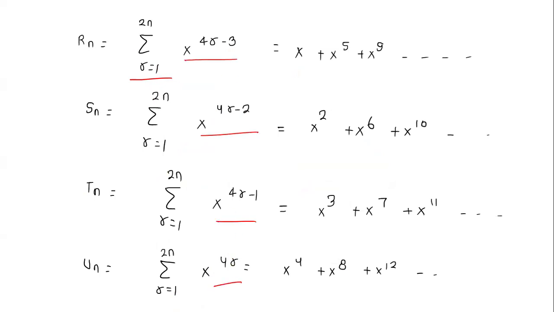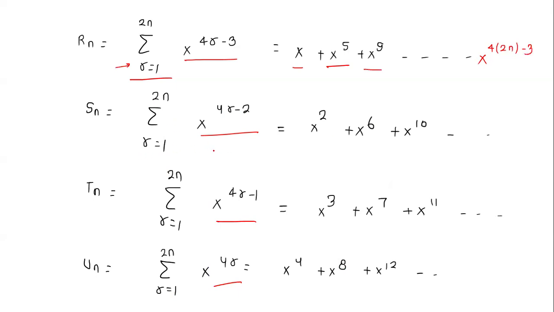So if you put different values of r, let's start from r is equal to 1. It will come like x. Then if you put r is equal to 2, it will come like x power 5. If you put r is equal to 3, it will come x power 9, and so on. The last term here is x power 4 times 2n minus 3.